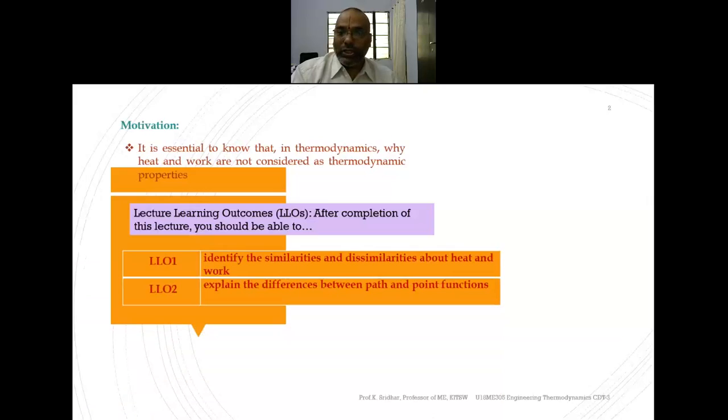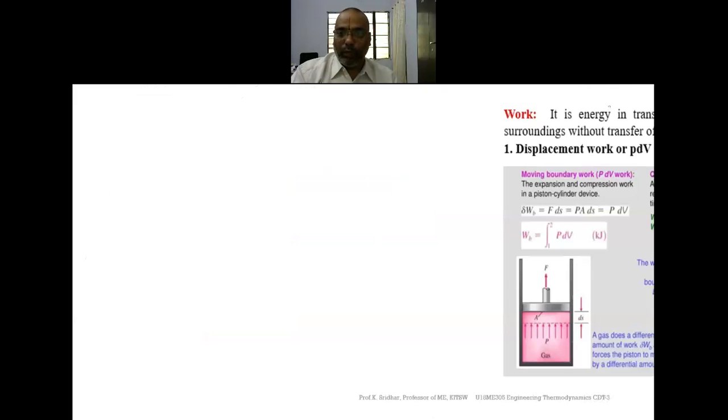And similarly for each and every class, we have the objectives as well as the outcomes. I've already told you the objectives of today's class and the outcomes. Here the first outcome is that you should be able to identify the similarities and dissimilarities of heat and work after the completion of the class. And the second outcome is that you should be able to explain the differences between the path function and the point function. That is the important one.